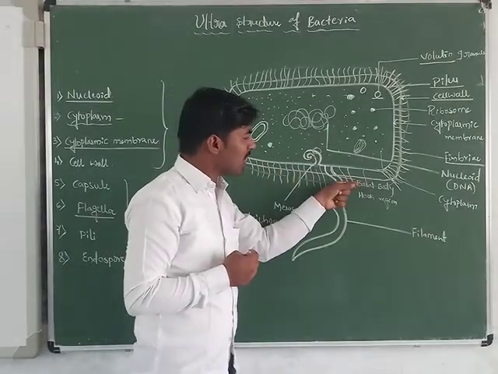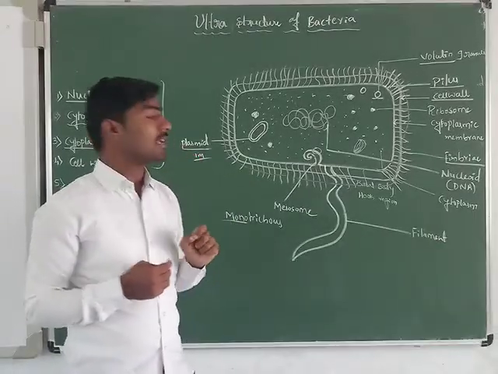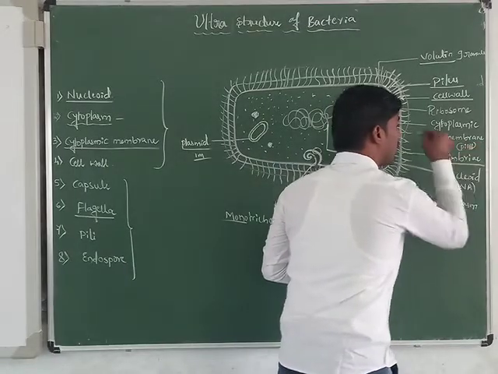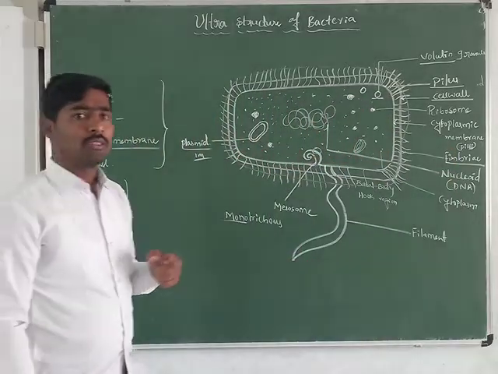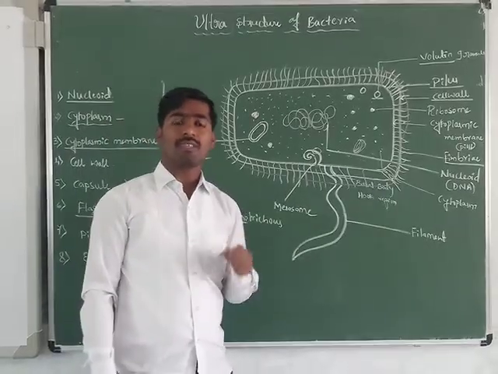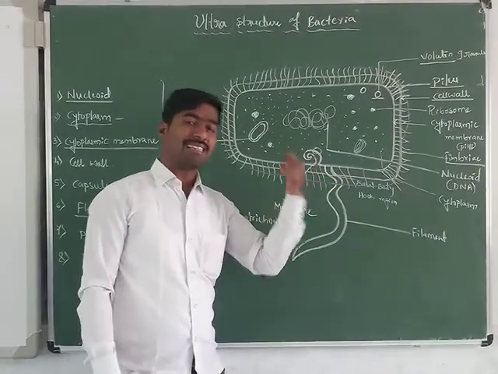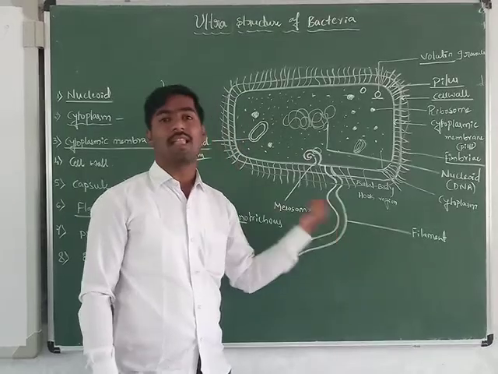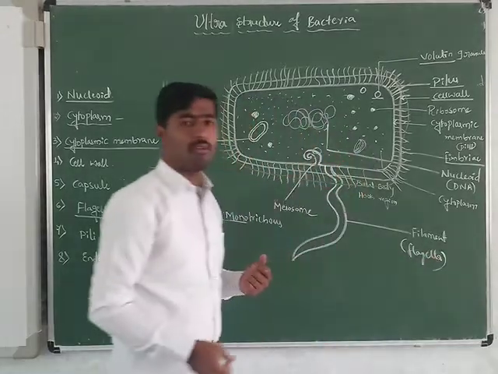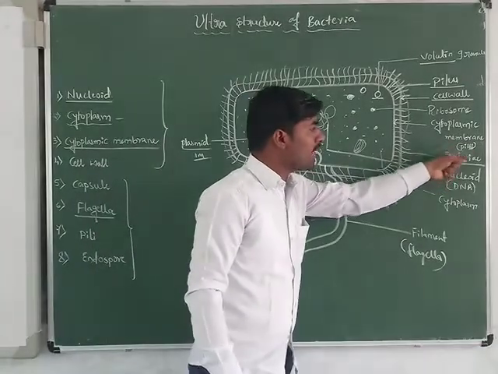The cell wall also contains many hair-like numerous structures. They are called fimbriae, or also called pili. These pili are of two types: one is normal pili, another is sex pili. The normal pili are helpful for motility, the same as flagella. Whatever function the flagella do, the same function is done by the fimbriae or pili.